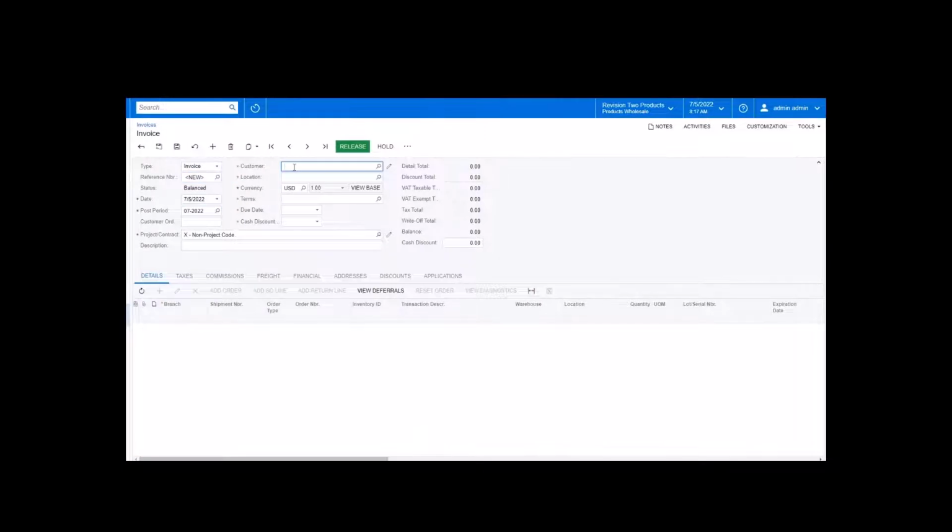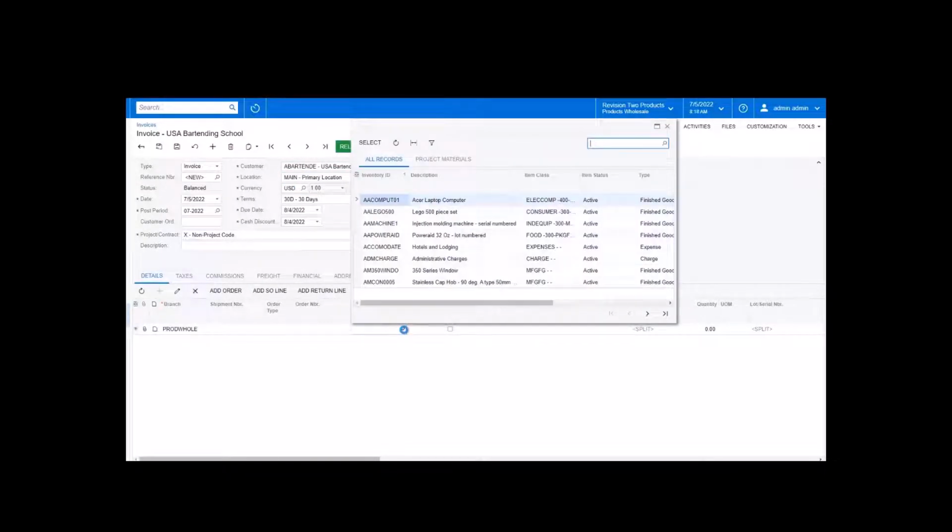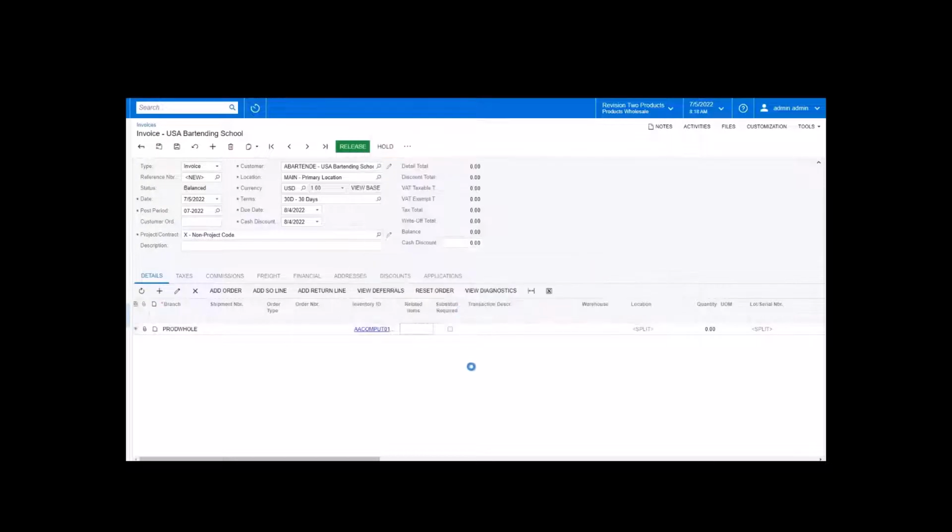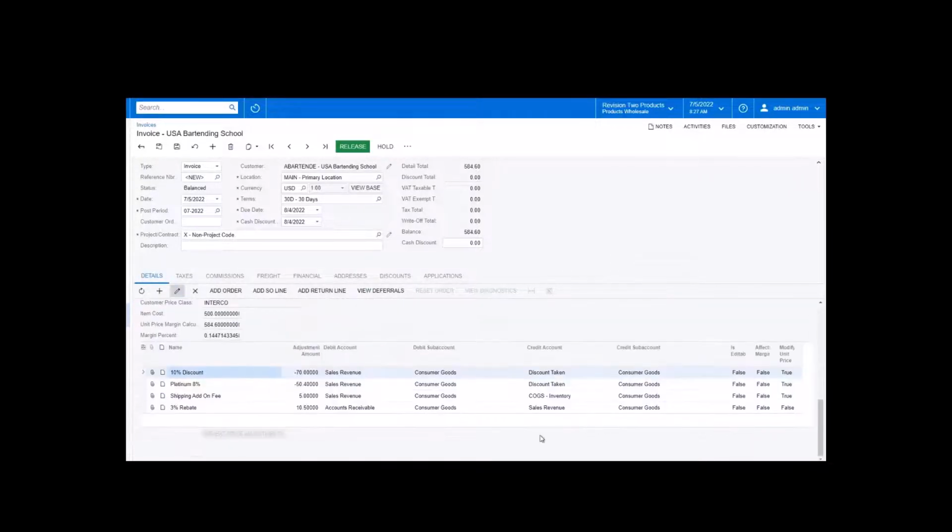So let's enter a sales invoice. And in this example, it's for a customer who has special pricing. As you can see, the end user wouldn't really notice a difference when entering a transaction. And after the line is entered, we can view the line information and scroll to the bottom of the page to see what price adjustments were made to this transaction. So for this line, we have these price adjustments.